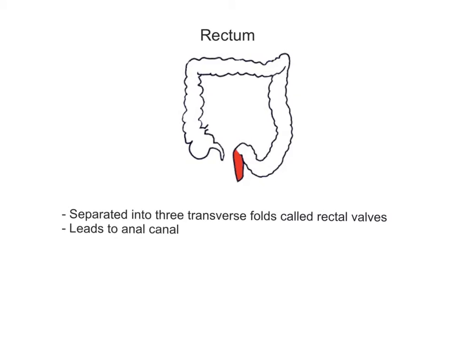Food is now approaching the end of the journey. The sigmoid colon connects to the rectum. The rectum is separated into 3 transverse folds called rectal valves. These folds ensure that feces is separated from gas. The rectum leads to the anal canal.